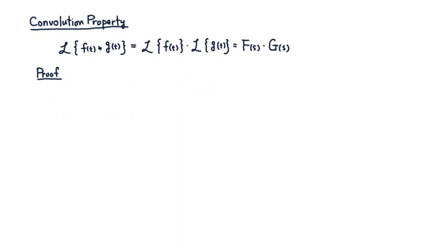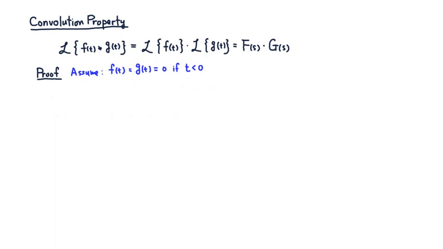So first thing is we have to make a little bit of assumption. We're going to assume that f of t and g of t are both equal to 0 if t is negative. This would not affect anything because when you try to find the Laplace transform, the integral always starts from 0, so we never consider the negative part of the function. So we make that assumption there.